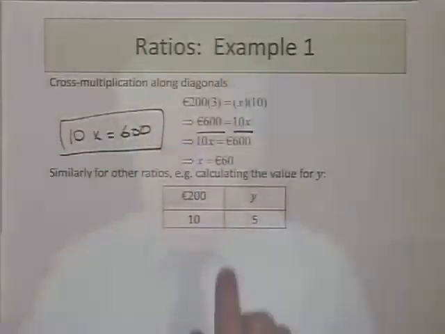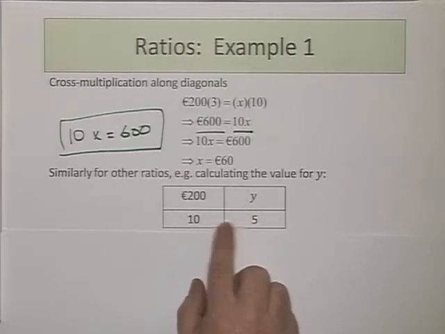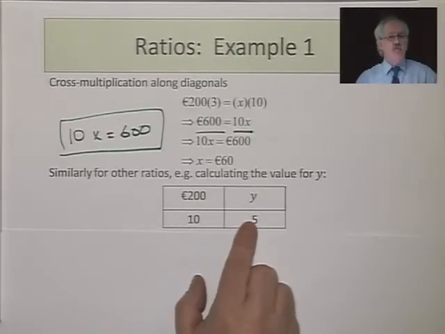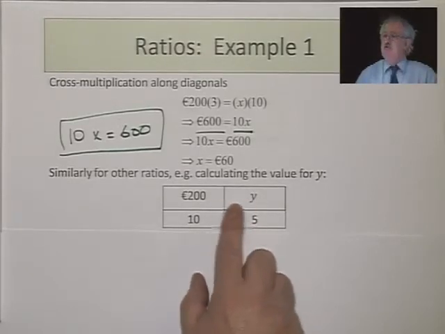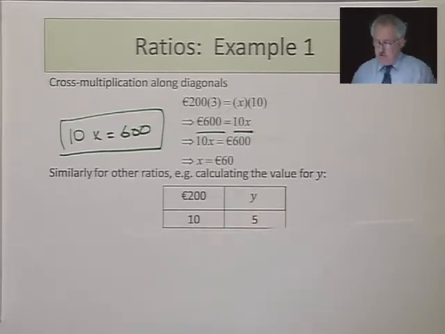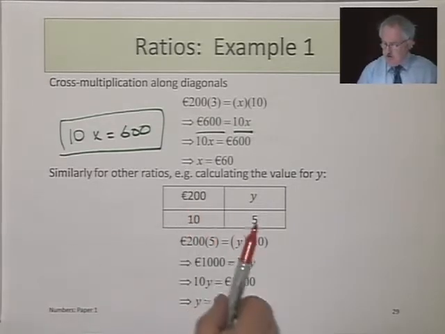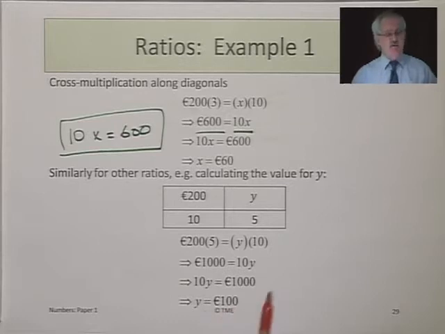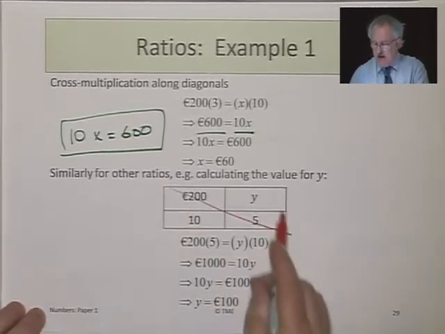How much does the person with 5 credits get? Well, 5 of 10, what's the ratio there? 5 is half of 10, is it? So we'd expect this to be half of 200, wouldn't we, before we even do the calculation? We expect that to be 100. Do the calculation. 200 times 5 is y times 10. 1,000 is 10y. 10y is 1,000. Y is 100. Same calculation.